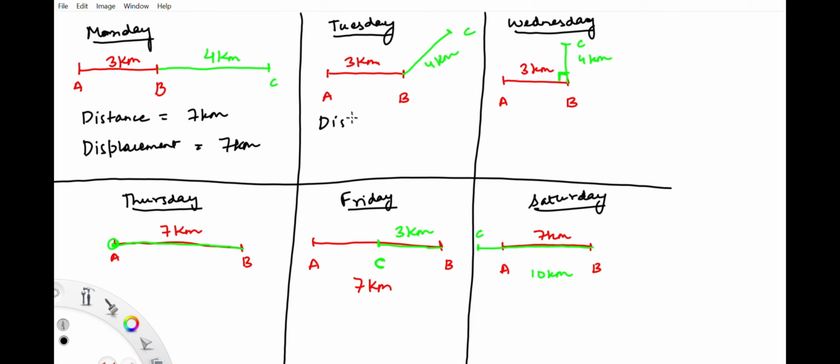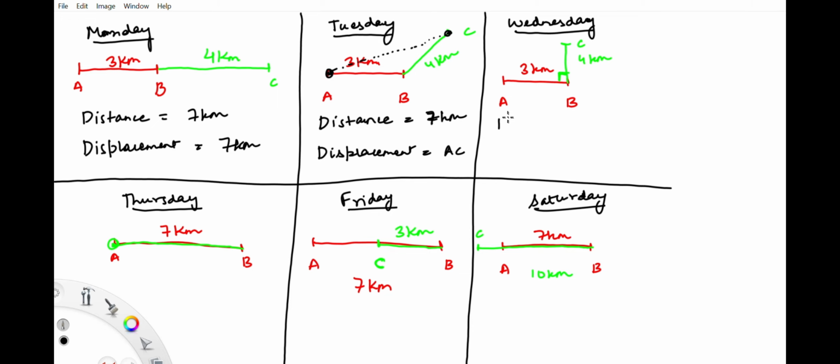total distance. So this person again covers 3 kilometer plus 4 kilometer, which gives 7 kilometers over here. And displacement would be AC, which is the shortest path between points A and C, right? This black dotted line is the displacement. And we all know that in a triangle, sum of two sides is always greater than the third side. So AC for sure is less than 7 kilometers.